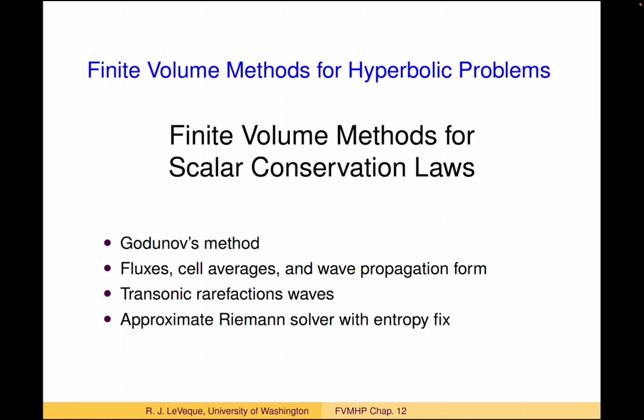But we can still look at defining Godunov's method in various ways, similar to what we did for the linear case. And we'll look at how different formulations based on fluxes or cell averages or wave propagation relate to each other. And because there are rarefaction waves, there are some new issues that come up. One big issue is the question of transonic rarefaction waves, which we'll look at in some detail, and then look at how we can do a wave propagation form of Godunov's method that can be viewed as an approximate Riemann solver, along with what's called an entropy fix in the case of transonic rarefaction waves.